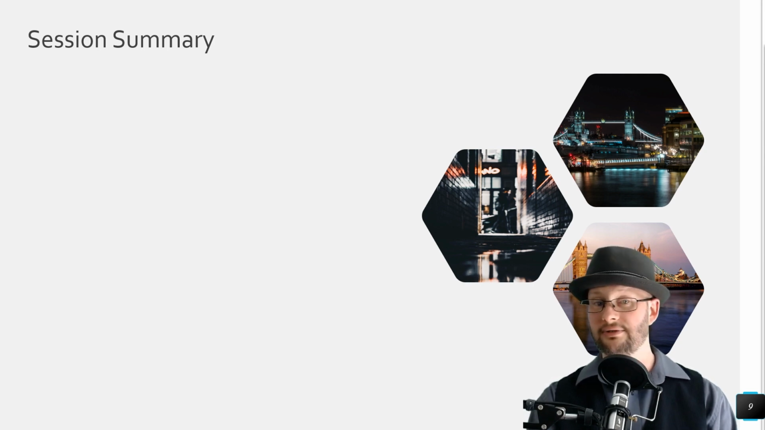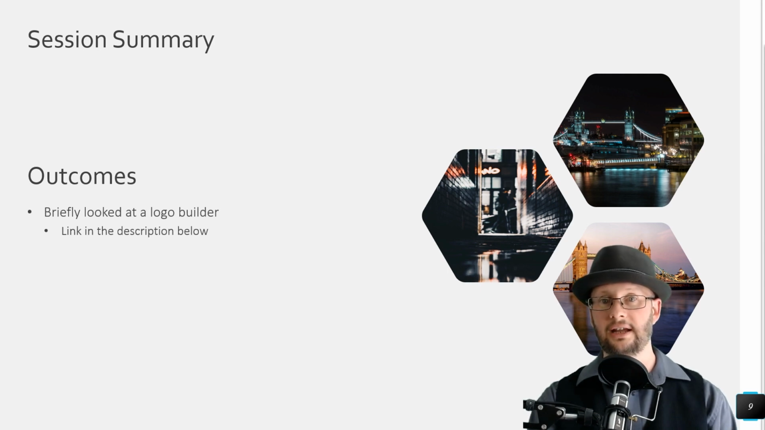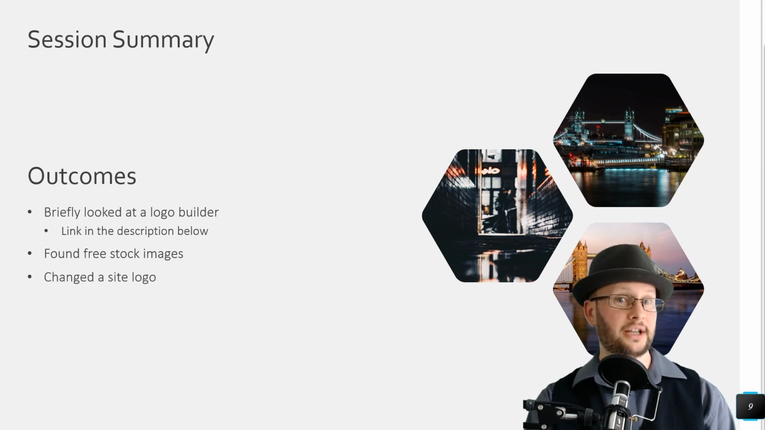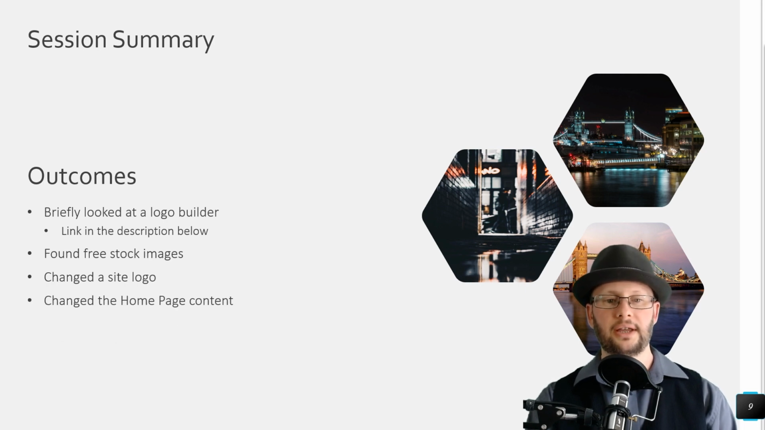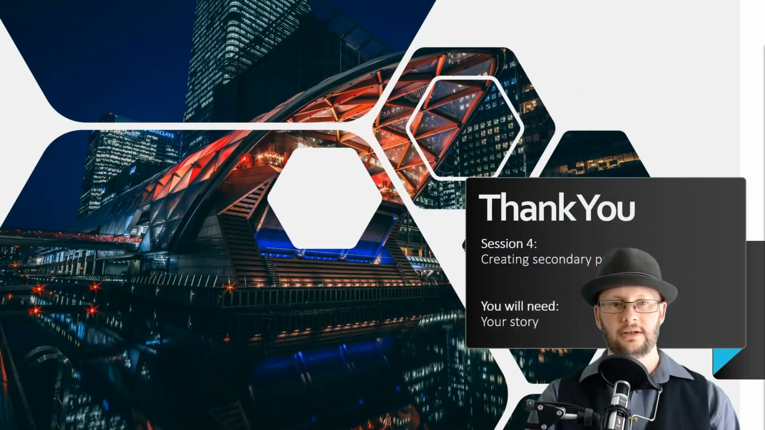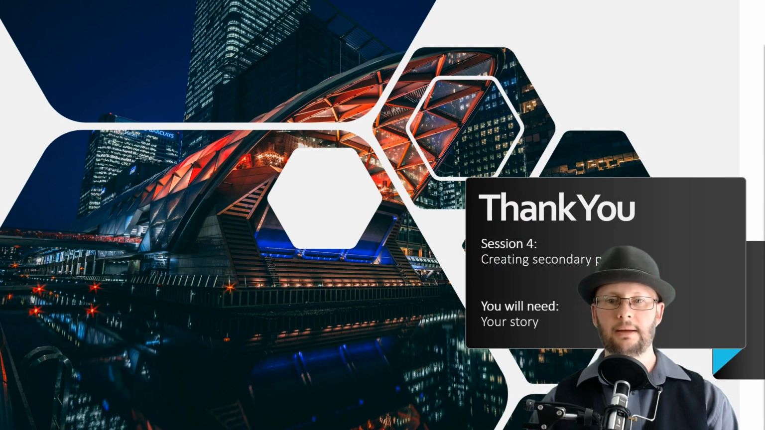So what did we get up to today? Well, we started with looking at a logo builder very briefly, which you can use to assist in create branding. There's a link in the description for that one. We found free stock images, also a link in the description, which allows you to change out the images on your website guilt-free and knowing that you're not pirating anything. We changed out the site logo, changed out the homepage content, or at least some of it, and added and replaced images. Finally, we changed the font styling for the homepage as well. So thank you very much for watching. That's the end of session 3.